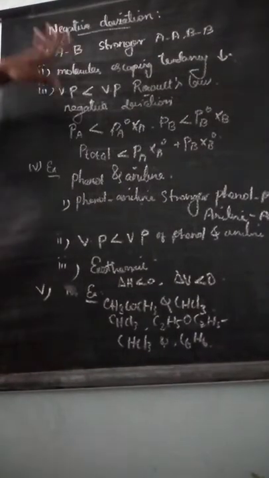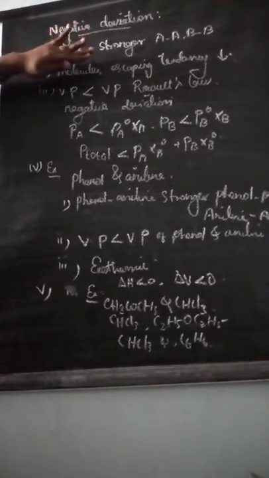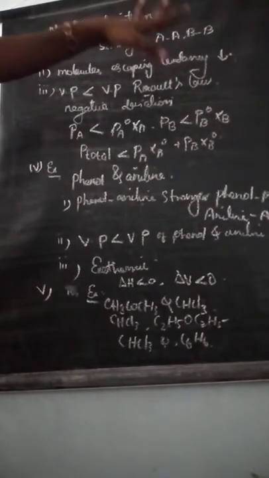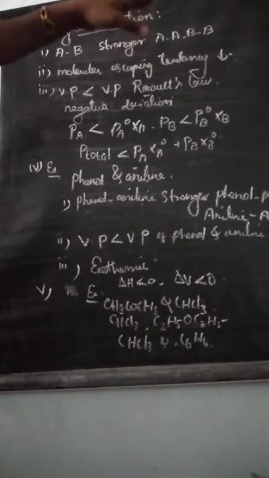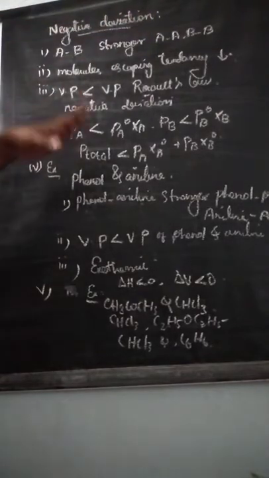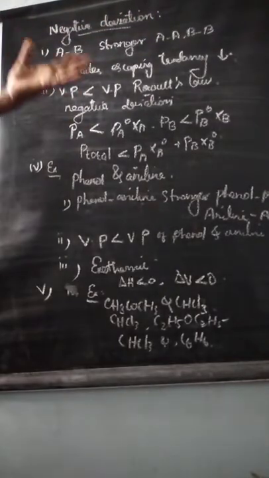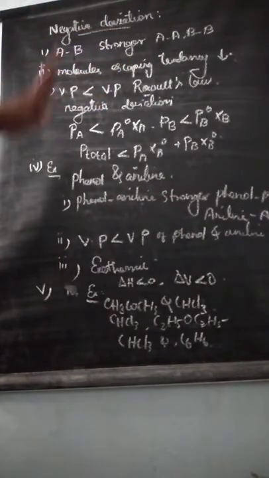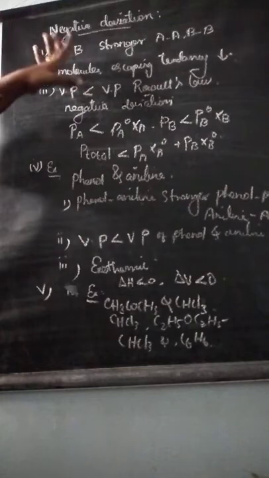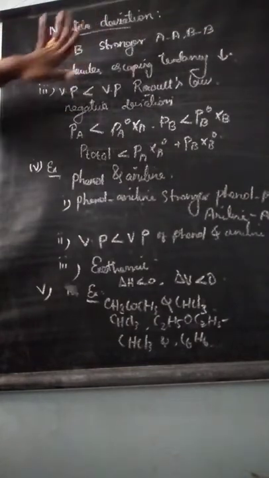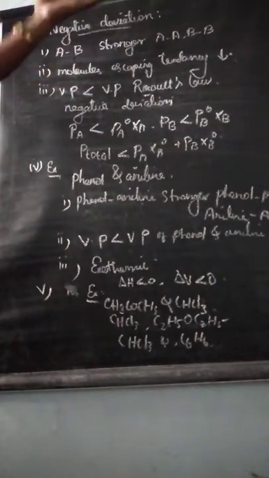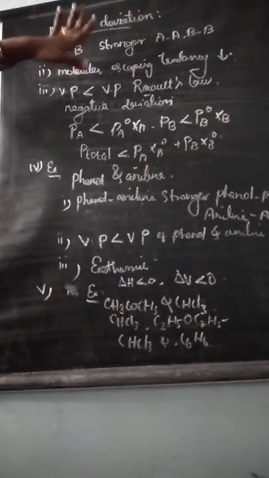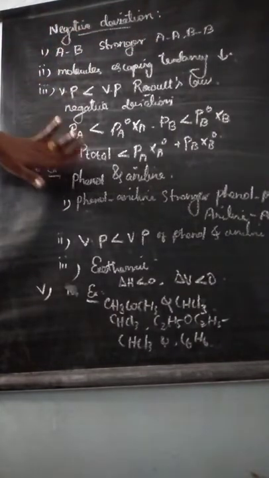Tell the first point. The intermolecular force of interaction between A and B is stronger than the intermolecular force of interaction between A and A and B and B. Then the second point: the molecules' escaping tendency is lower. Then the third point: the vapor pressure of the solution is lower than the vapor pressure of components A and B predicted by Raoult's law. This type of deviation we call negative deviation.